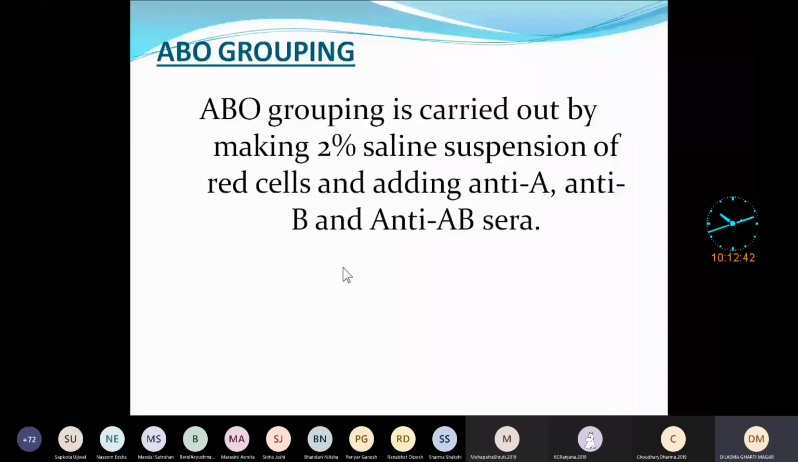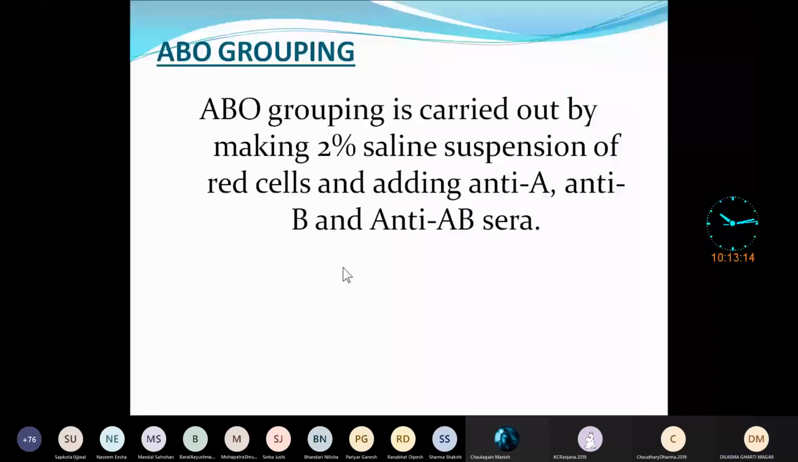So if A is present on the surface of the RBC, then it becomes the A blood group. If B is present, then it becomes the B blood group. If neither is present, then it becomes the O blood group. If both A and B antigens are present, then we call it the blood group AB. So that part you have understood, isn't it? Yes, ma'am. Understood.